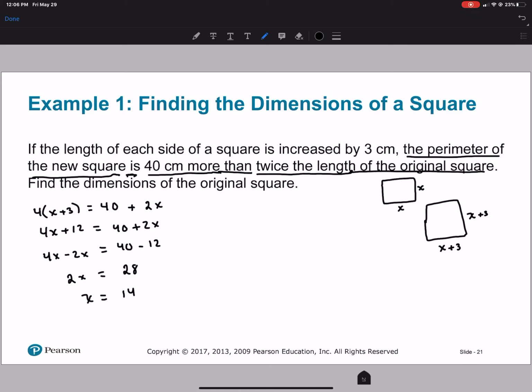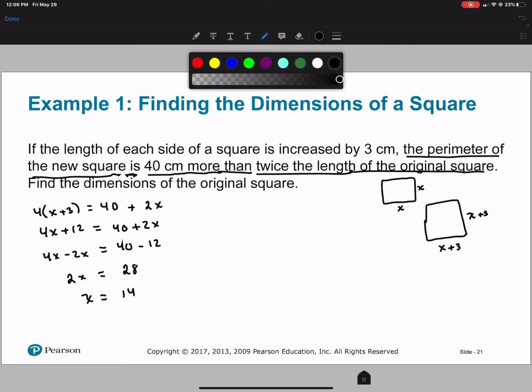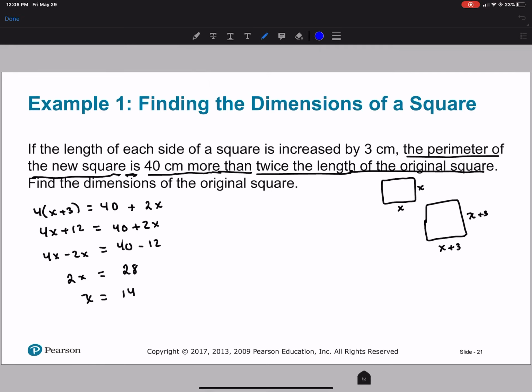Now that we know x, we can actually find the size, right? So now if we're looking at the big square, it'll be 14 plus 3, which gives me 17. Right? So therefore, the perimeter of the big square is equal to 4 times 17, which gives me 68. All right? That's the perimeter of the big circle. I mean, the big triangle. I mean, the big square, sorry.